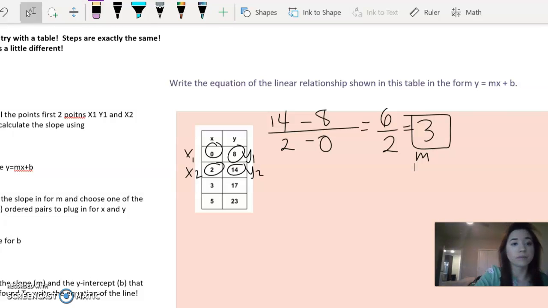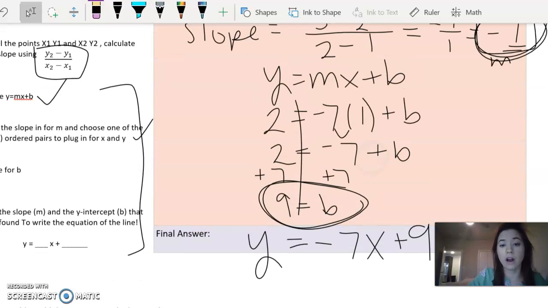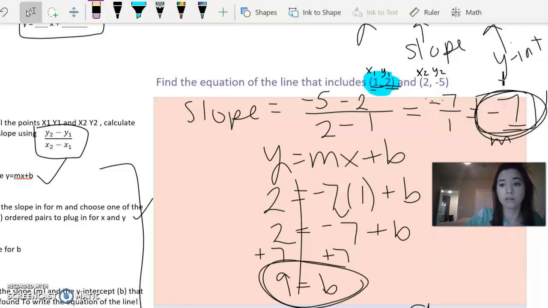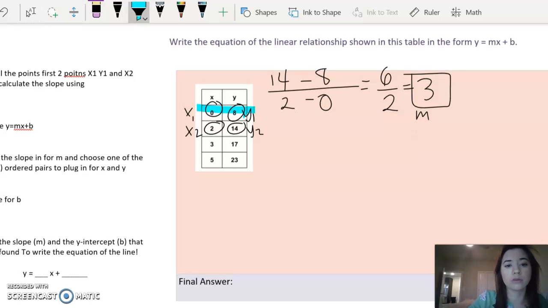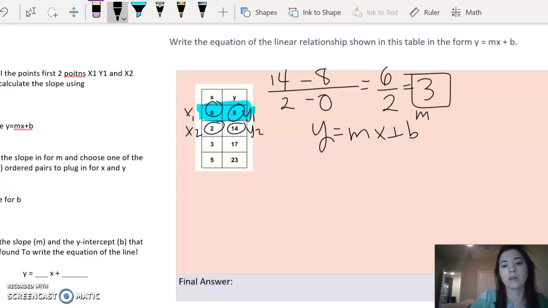And then now, again, just like up here, how we chose that first point, same thing with the table. Choose a point. I'm going to choose this point right here, 0, 8. Okay, now let's plug everything in. We have our x value, our y value, and our slope. So let's write y equals mx plus b. Plug everything in. My y is 8, m is 3, x is 0, plus b.